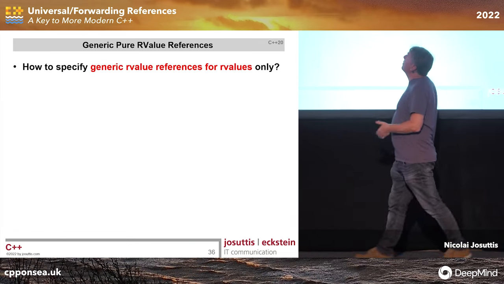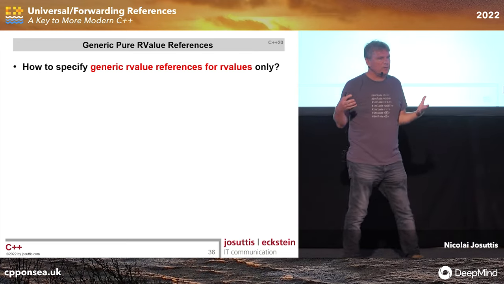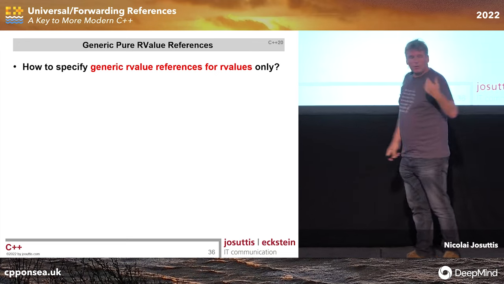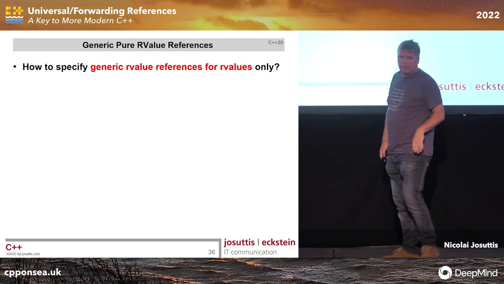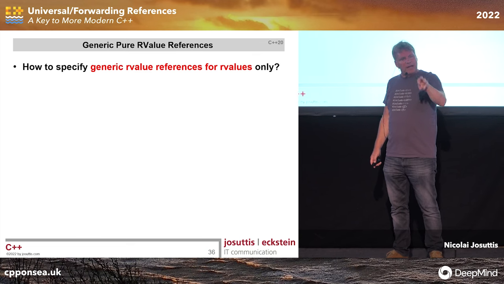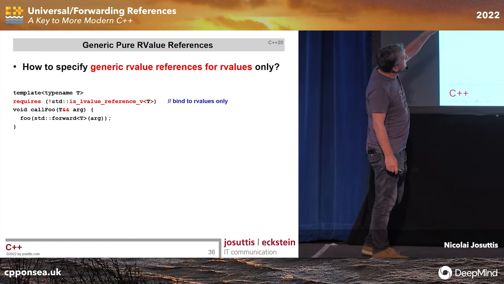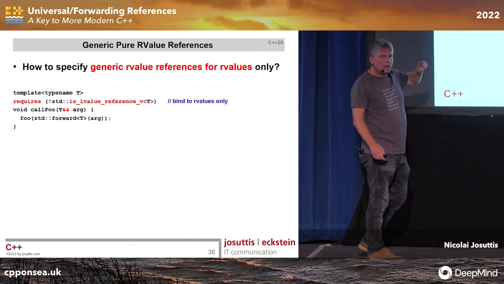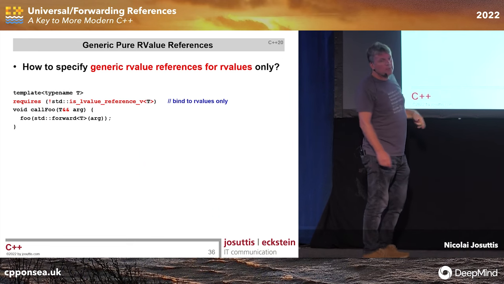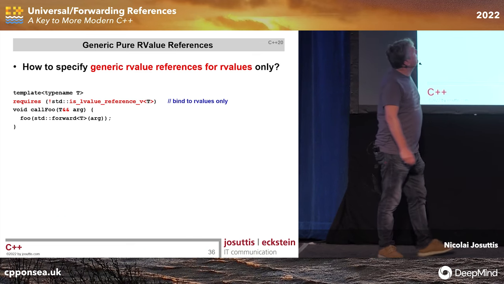But we also have the other way around. How do you say, I want to have a parameter that takes only R values? So it's a generic R value, but not a universal reference, but it is generic. So how do we create an object that only binds to R values, not to L values? Here's a trick. Requires not that T is an L value reference. Remember, the deduction rules say if you call a function with an L value, T becomes an L value reference. So that way we rule that out, and we only accept R values.